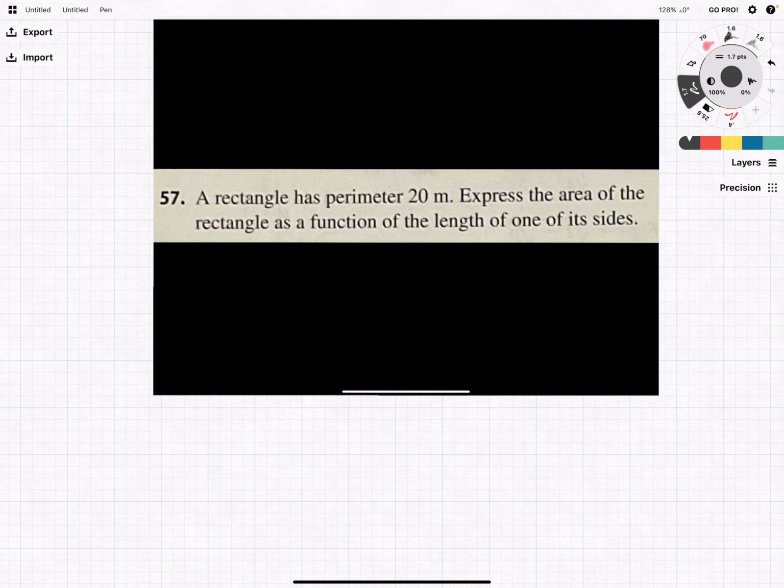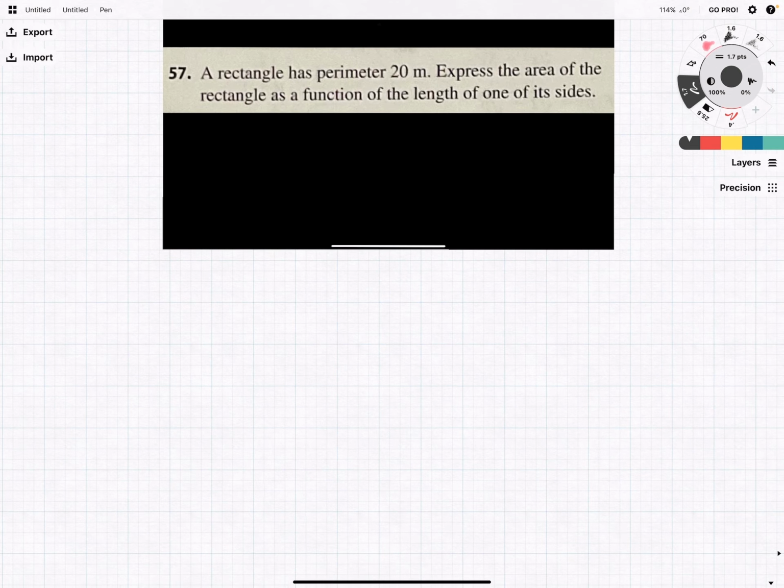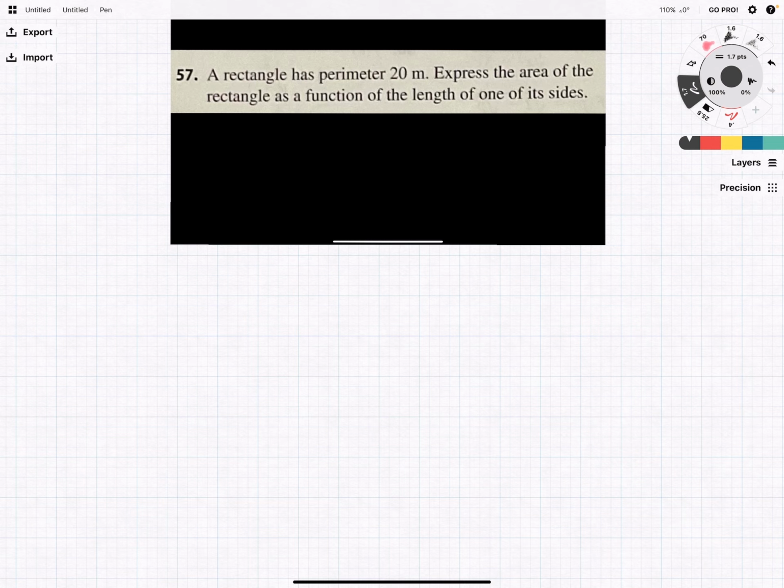So for 57 it says, a rectangle has perimeter 20 meters. Express the area of the rectangle as a function of the length of one of its sides. Okay, well, let's start by drawing a rectangle just to make things as simple as possible. So here we have a rectangle and it's got some width W and some length L, okay?